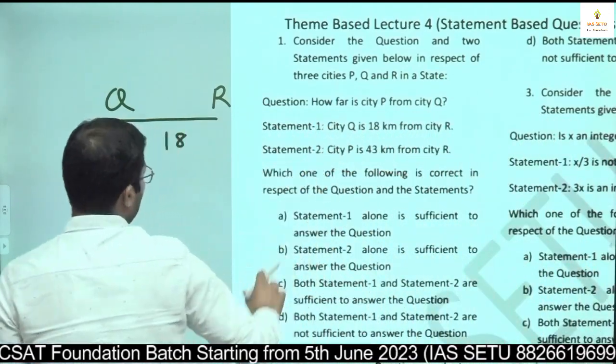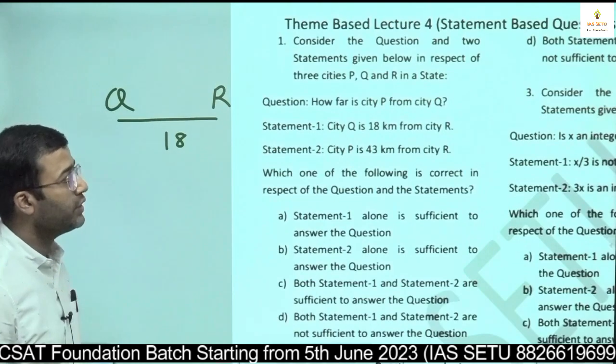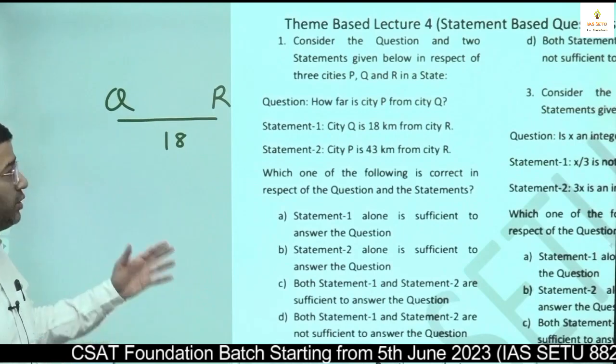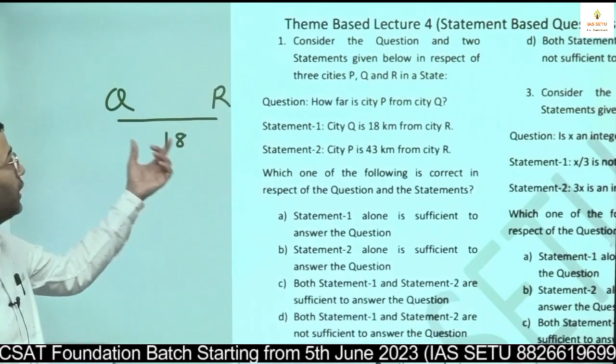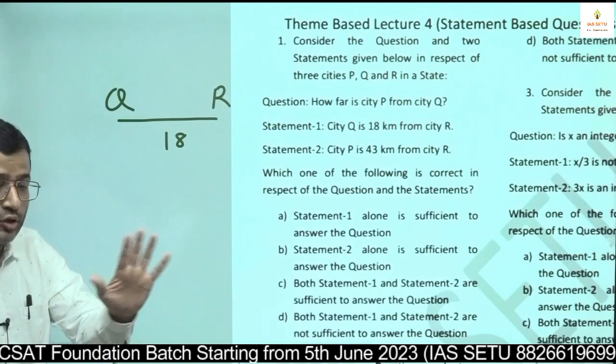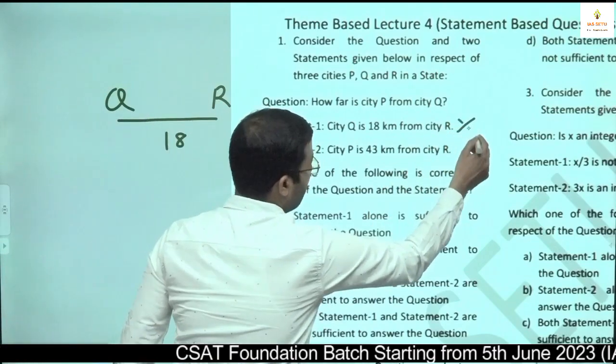चलो, I come to the question. CTQ is 18 kilometer from CTR. Where is P? We don't know. P यहाँ भी हो सकता है, यहाँ भी, यहाँ भी. Can we find what is the distance between P and Q by using statement 1 alone? No. So statement 1 alone is not sufficient.